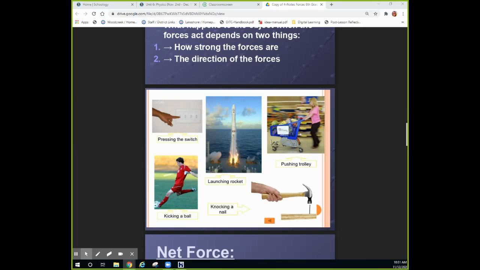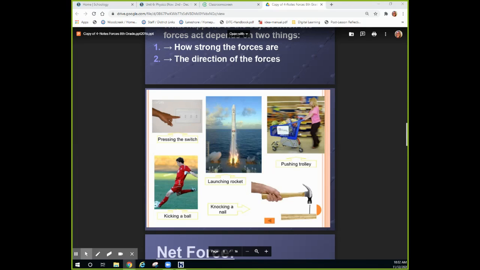Okay, and these are just notes. I'm just trying to get your mind thinking about why things move. How does movement work when you have all of these different forces working on objects, including ourselves?